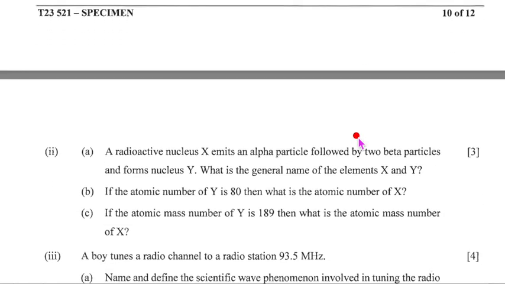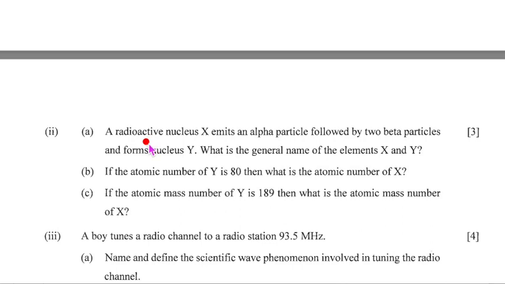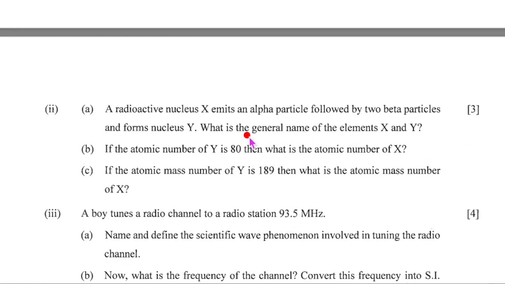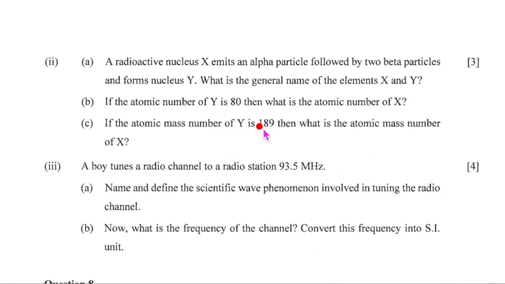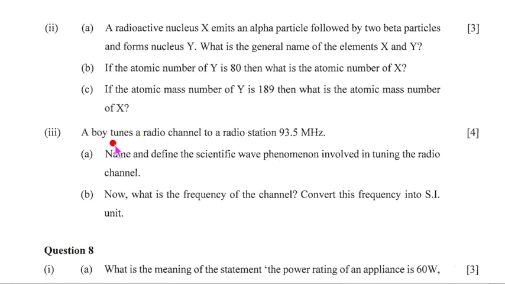So this is easy. Now radioactivity: a radioactive nucleus A emits an alpha particle followed by 2 beta particles. What is the general name? Now this will have to just show a small schematic diagram. This is easy. If the atomic number of Y is 80, then what is the atomic number of X also is doable. This also is easy.